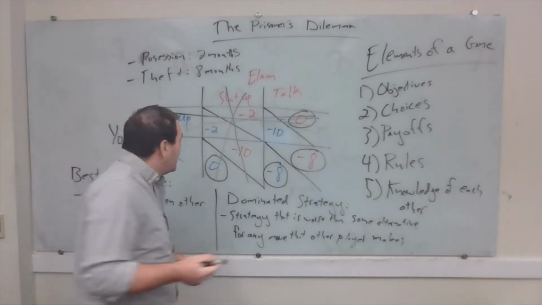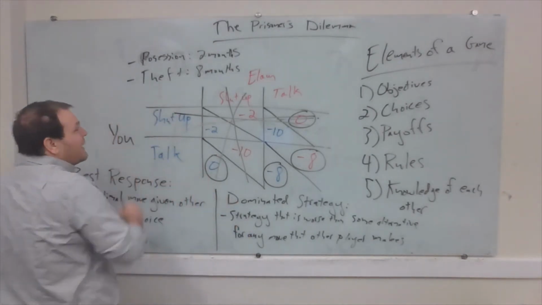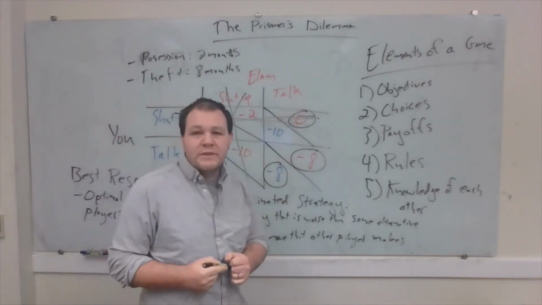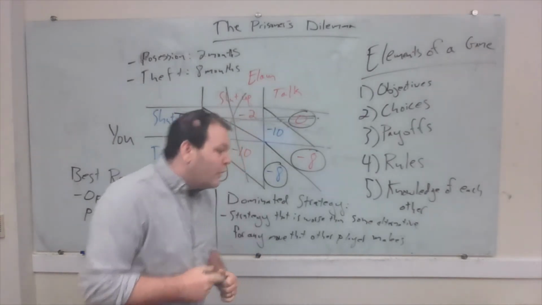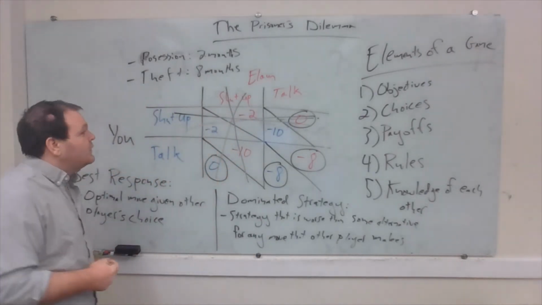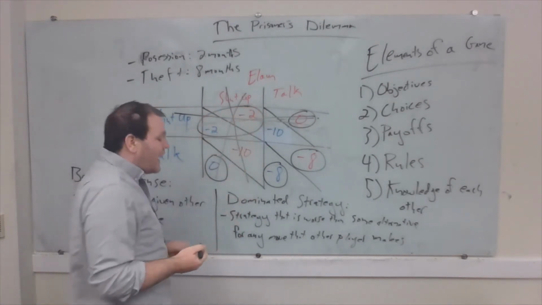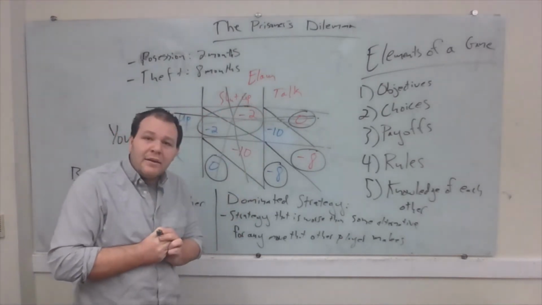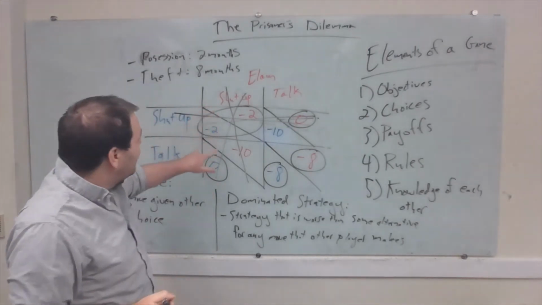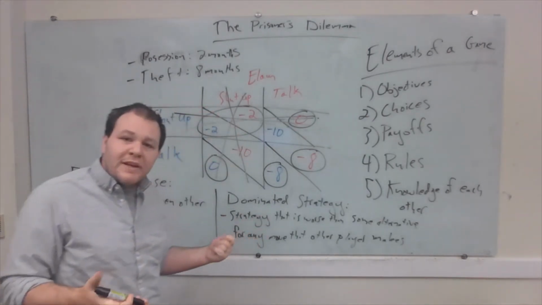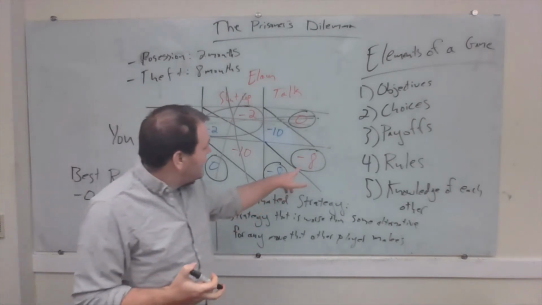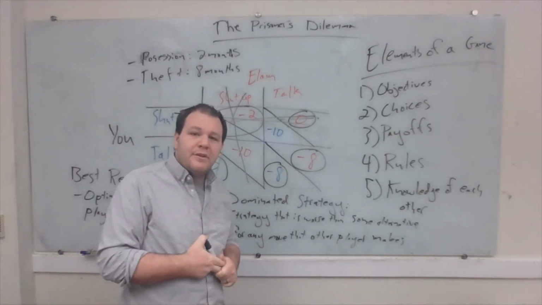Would it be possible to make you better off without making President Elam worse off? Well, the answer to this is clearly yes. Both you and President Elam would be better off if you were both quiet. If you both shut up, then you would each serve 2 months of community service, which is better for both of you than you both serving 8 months of community service.